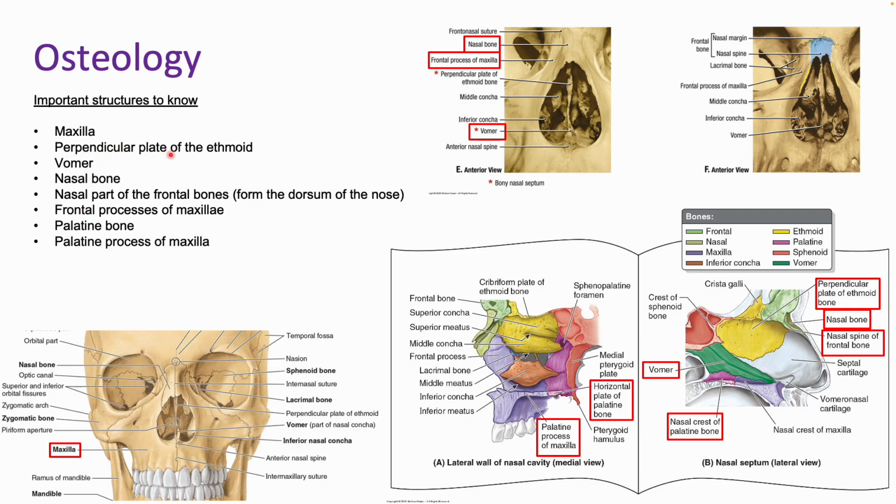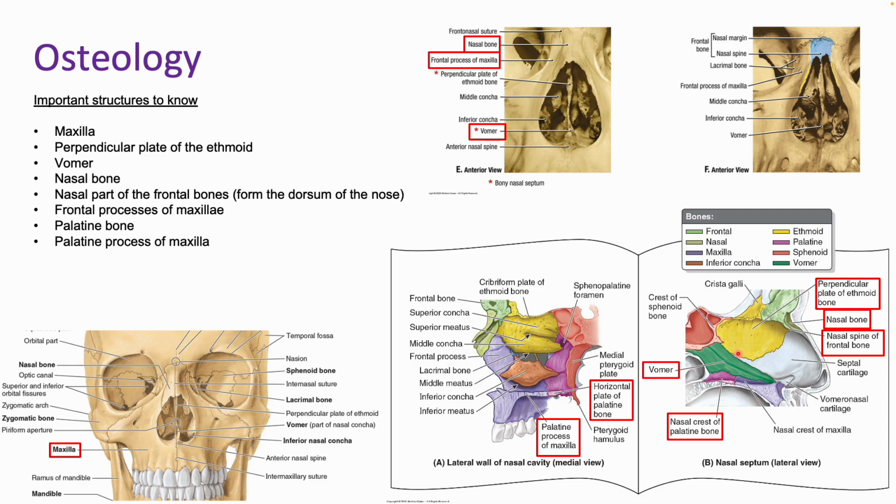We're also going to look at the perpendicular plate of the ethmoid bone. Remember, the ethmoid bone is the sieve-like bone that we saw when looking in the cranial fossa. The ethmoid bone was going to be right here. We had the crista galli sticking down, so perpendicular. We're going to see the perpendicular plate of the ethmoid bone, and that's in yellow here.